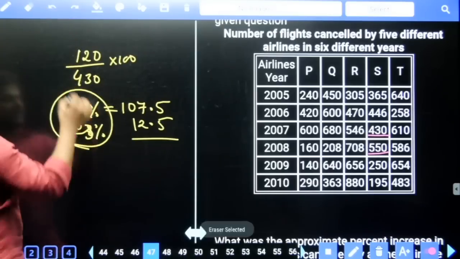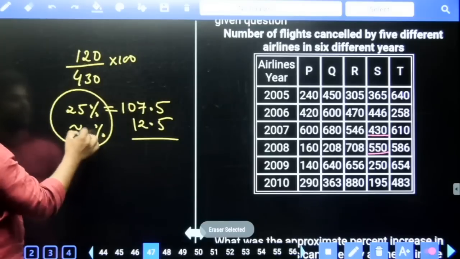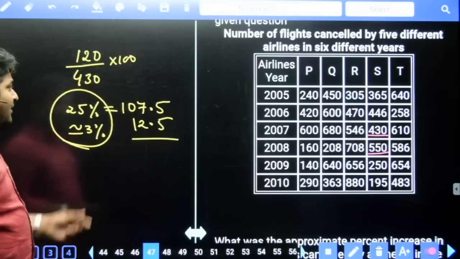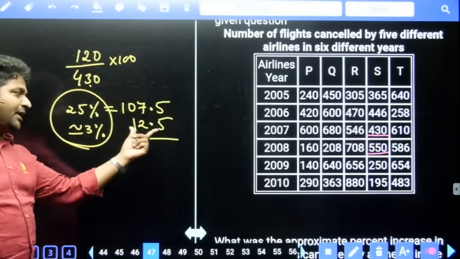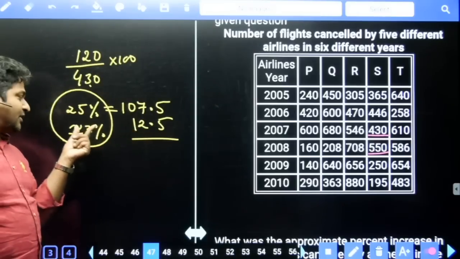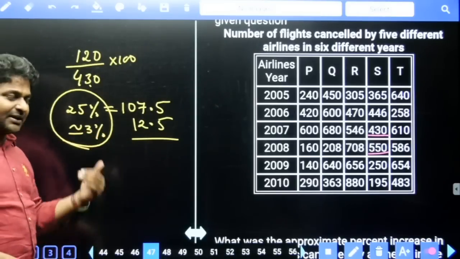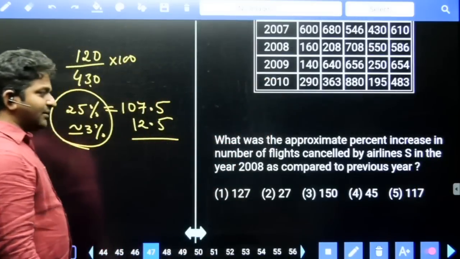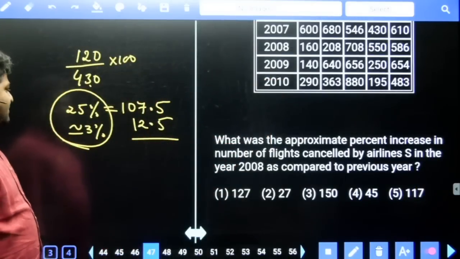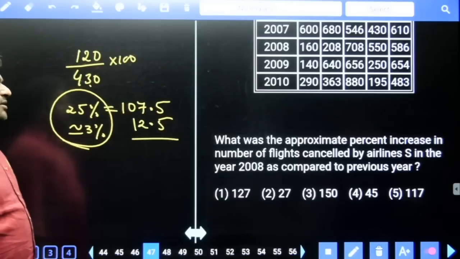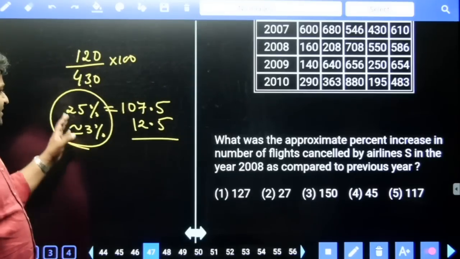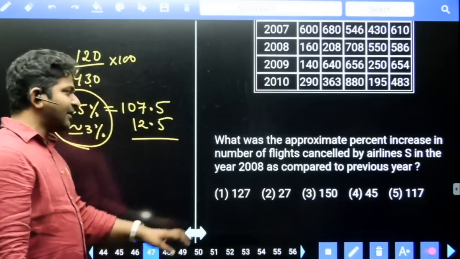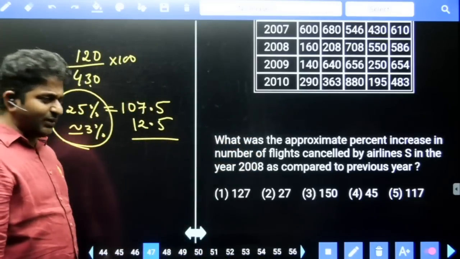25% plus 3%. This value is approximately 3%. To be frank, it should be a little bit less than 3% because 3% of the denominator is 12.9 and this is a little bit less than that. So the answer should be close to 3% but a little bit less. So the total answer should be approximately 28%. What was the approximate percentage increase? Yes, 28. The nearest answer is 27%. As they said, approximate, plus or minus 1 is possible, no problem.